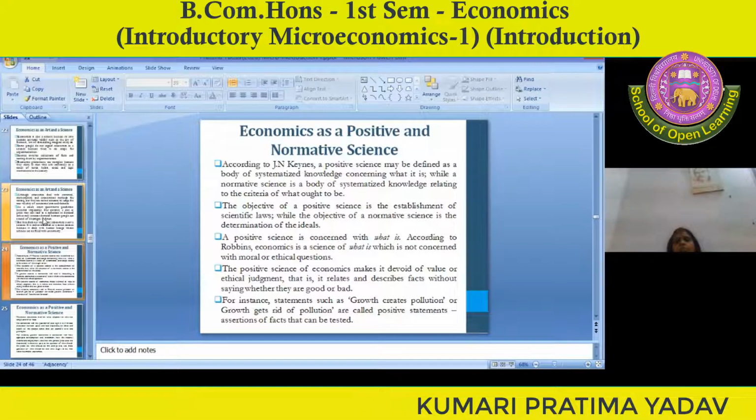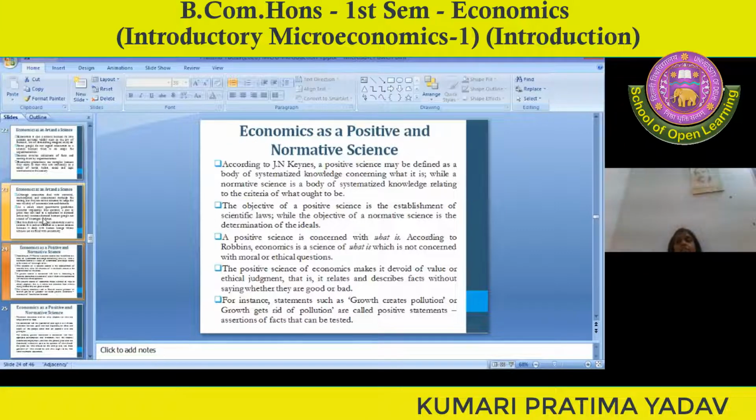Next we talk about economics as a positive and normative science. Which kind of science is it? There can be art and science. If you talk about science, is it positive or normative? First, we have to understand what positive and normative science are. According to John Maynard Keynes, a positive science may be defined as a body of systematized knowledge concerning what is, while a normative science is a body of systematized knowledge relating to criteria of what ought to be.